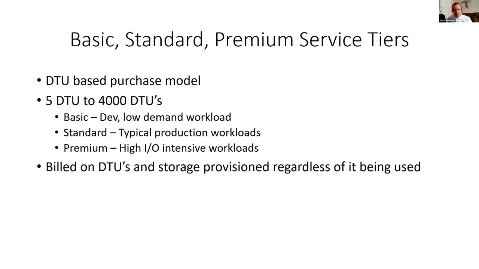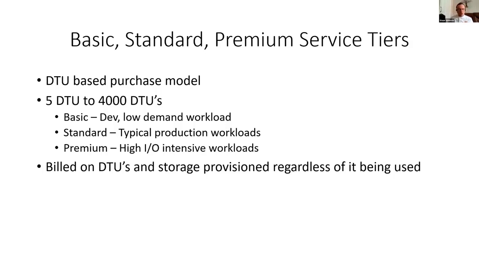Well, it started with DTU-based purchase models, the basic, standard, and premium service tiers. In these service tiers, you got anywhere between 5 and 4,000 DTUs, depending on which tier you put it on. So you had the basic tier, which was designed for your low compute dev workloads. You had the standard tier, which was designed for your typical production workloads. And you had the premium tier if you needed the extra compute power to go all the way up to 4,000 DTUs.